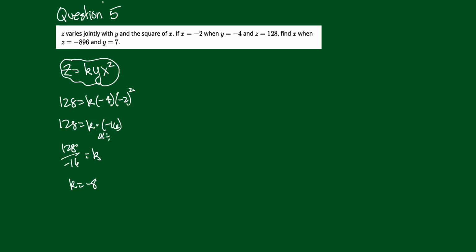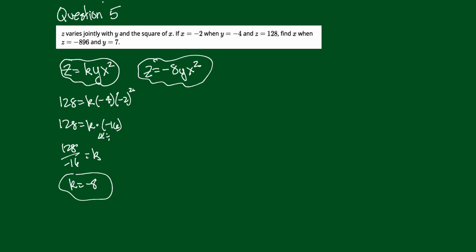Now, put that negative 8 back up into this general variation equation. I'll circle that in case I need it. And this will give us a particular variation equation. So now we'll get that z is equal to negative 8yx squared. There is a particular variation equation. Now, here's what we're trying to get. We want to find x when z is negative 896 and y is 7.